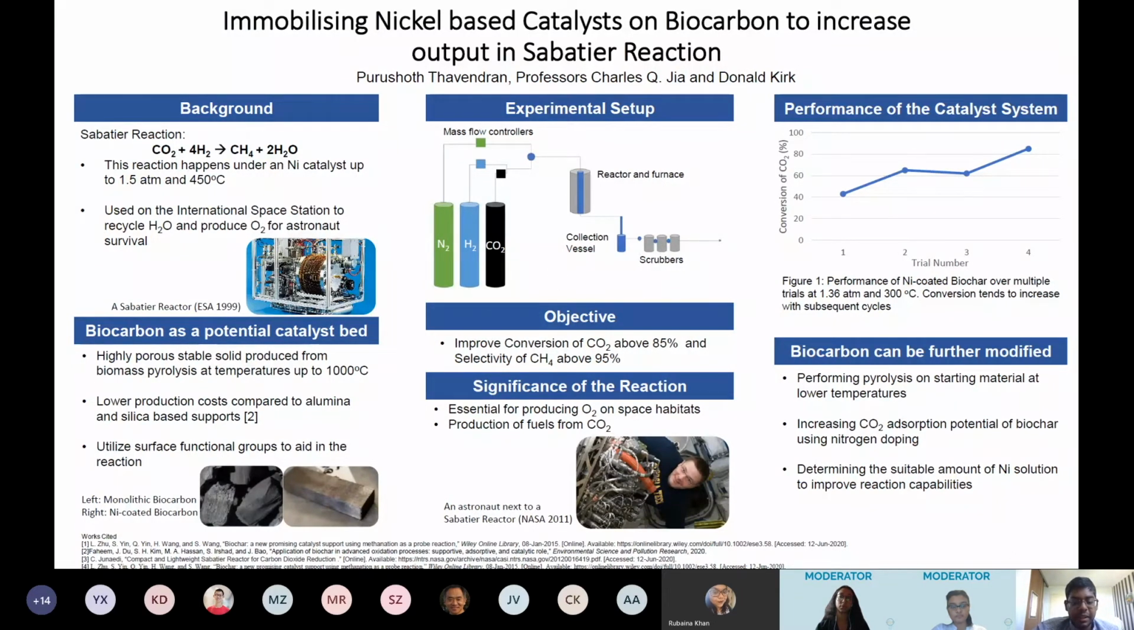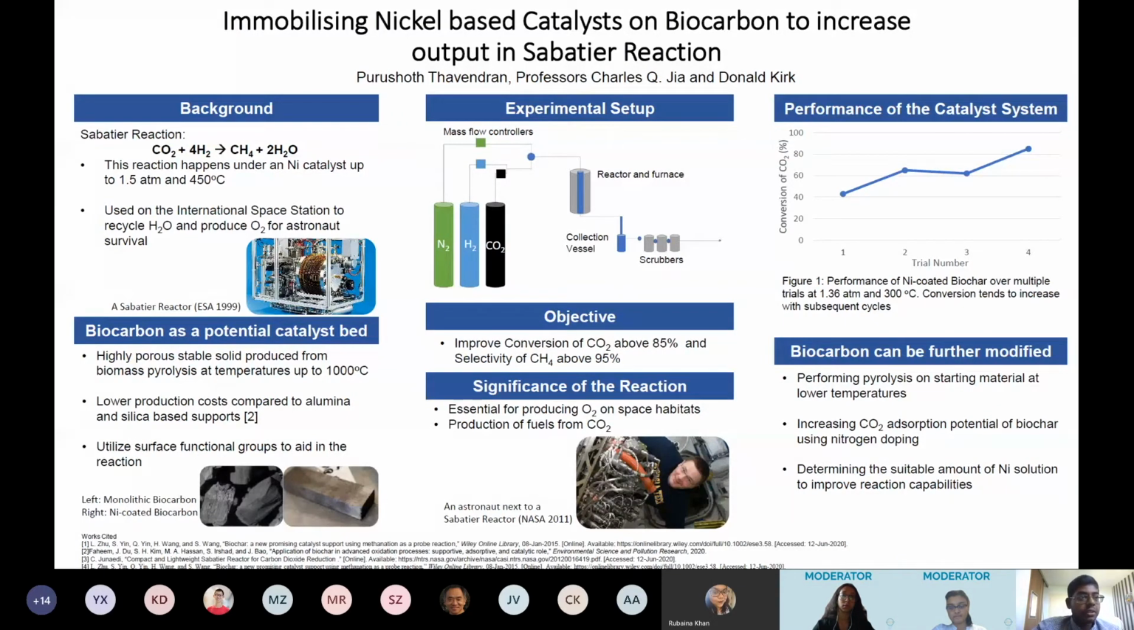The objective of this catalyst is to improve conversion of carbon dioxide above 85% and the selectivity of methane above 95%, which are goals that are above the current performances of alumina-based catalysts that have previously been worked on by different research groups in the past. The significance of reaching these levels allows for efficient production of oxygen on space habitats and reduces the need to provide new resources such as water for oxygen generation. In addition, this reaction can also be used towards producing fuels from carbon dioxide, which has potential for the future as well.